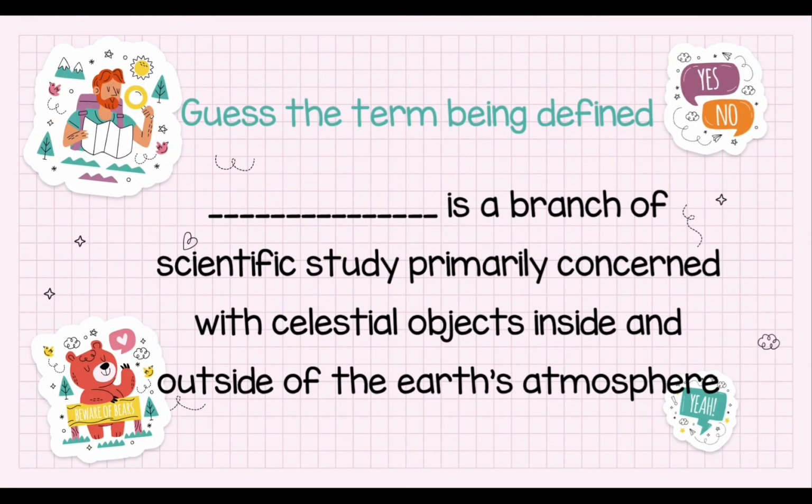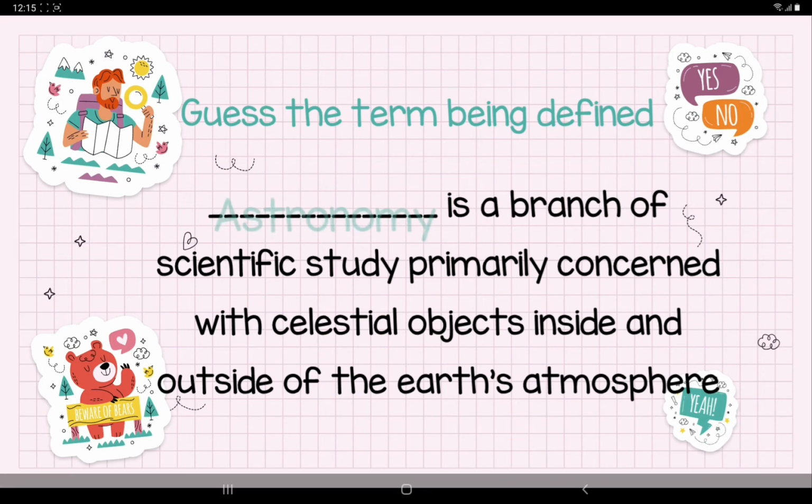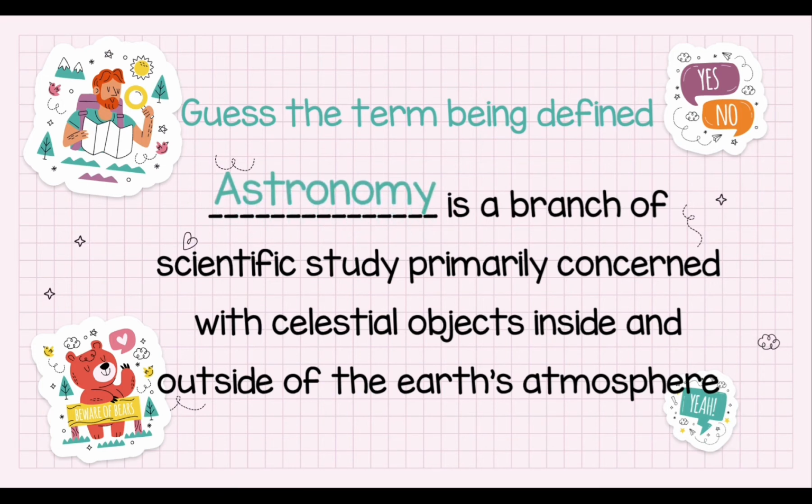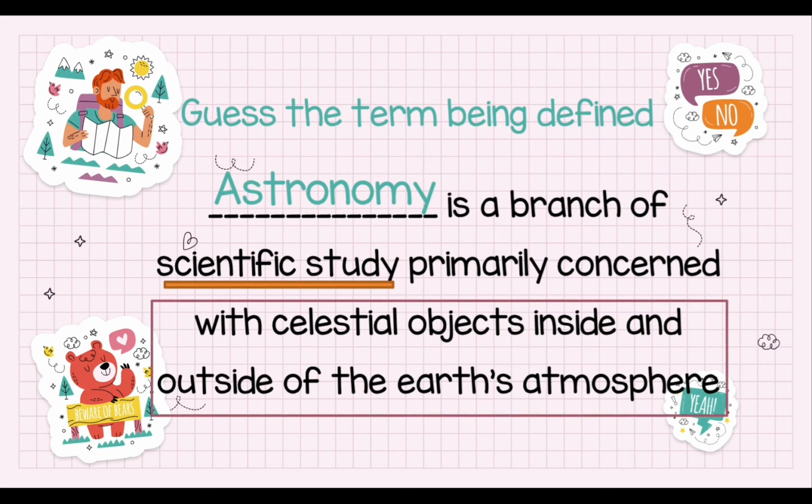How about this last one? Blank is a branch of scientific study primarily concerned with celestial objects inside and outside of the Earth's atmosphere. The answer is astronomy. And what is its class? It is a scientific study, a branch of scientific study, just like botany or biology or chemistry. But how is it different from all those other branches? It is concerned about celestial objects, inside and outside of the Earth's atmosphere.